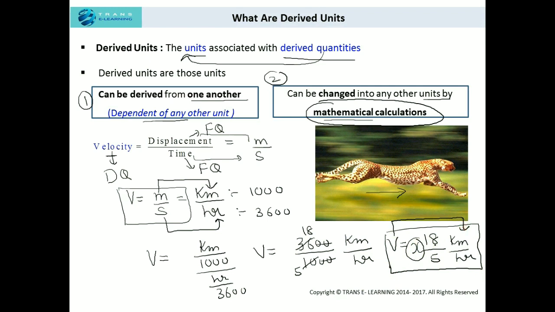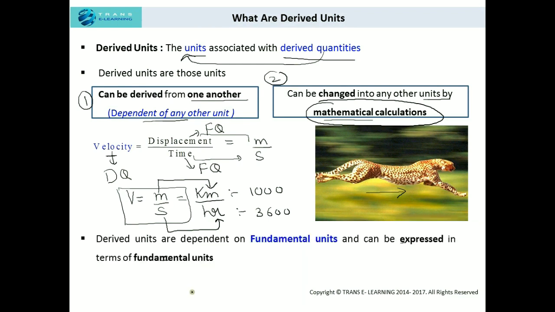So these are the 2 points you need to understand when we are talking about derived units. The bottom line is that derived units are dependent on fundamental units and can be expressed in terms of fundamental units.